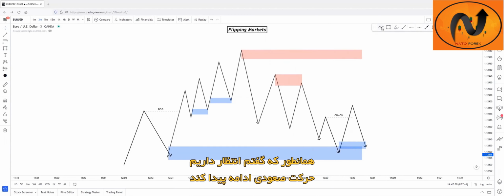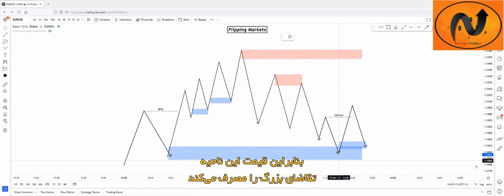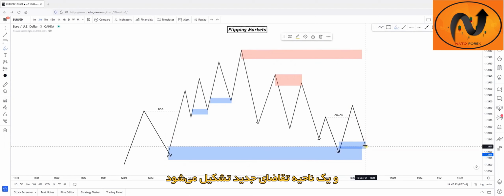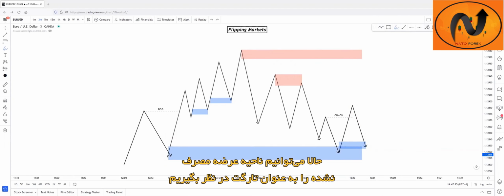So as I said, we are expecting the continuation of the bullish trend. So price mitigated this big demand zone. And after the mitigation, it created a change of character, reaction on the freshly created demand zone. And after this, we can use the unmitigated supply zone, so this one, for our target point.